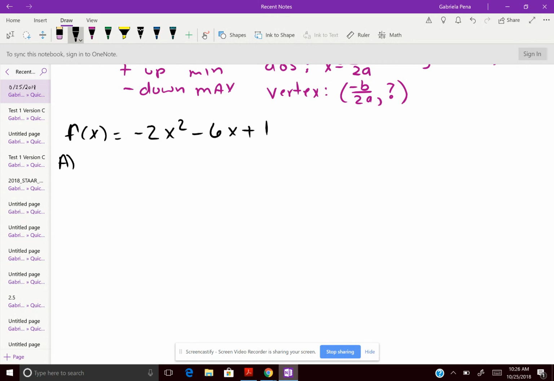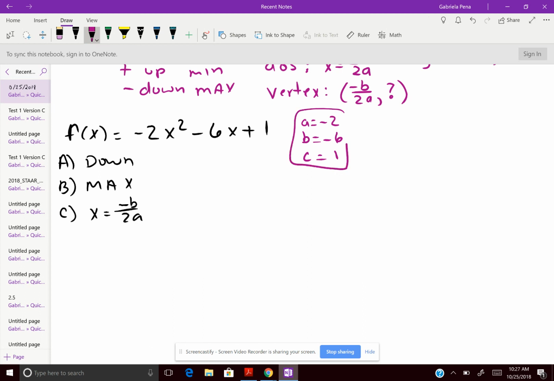So when I look at this, is it open up or down? Down. So down means that it's going to be a min or a max? Max is correct. Yes, thank you. My axis of symmetry, we said we have to use the formula negative b over 2a. And before I do that, let's look at this. Who's your a? -2. Who's your b? -6. And who's your c? 1. It would be good for you to identify those beforehand.